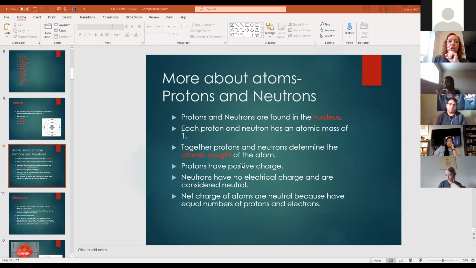Protons and neutrons determine the weight. Oh, that's important. You might want to put a little star beside that. That sounds like a wonderful test question. Which of the following components of the atom contribute to the atomic weight? Bam. There, we just wrote our first test question together.